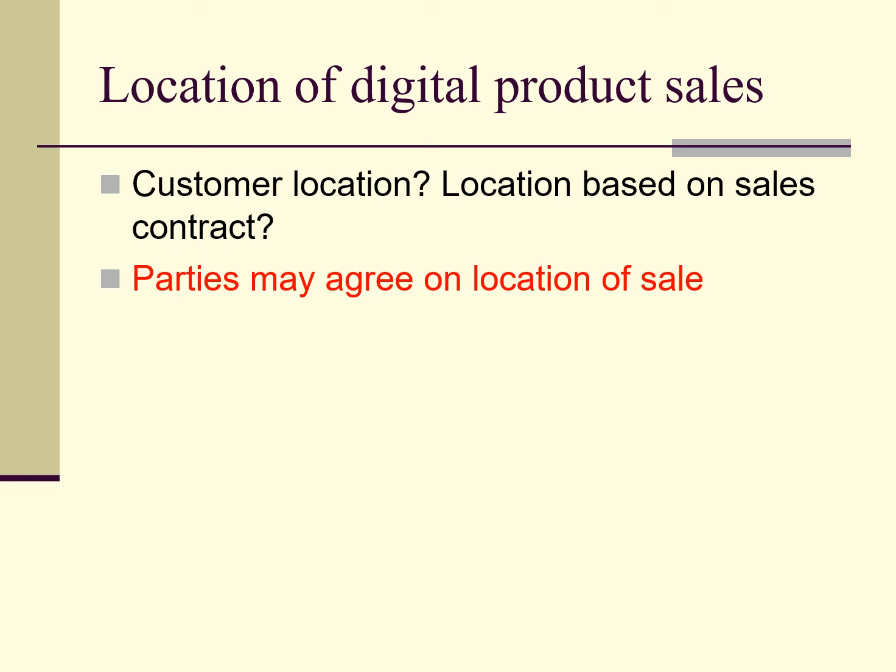In the text, there is some authority for placing the location of the sale at the location selected by the parties to the sale. This location will often be identified in the sales contract. For example, the contract may say that the location of the sale is the web server from which the digital product is downloaded.